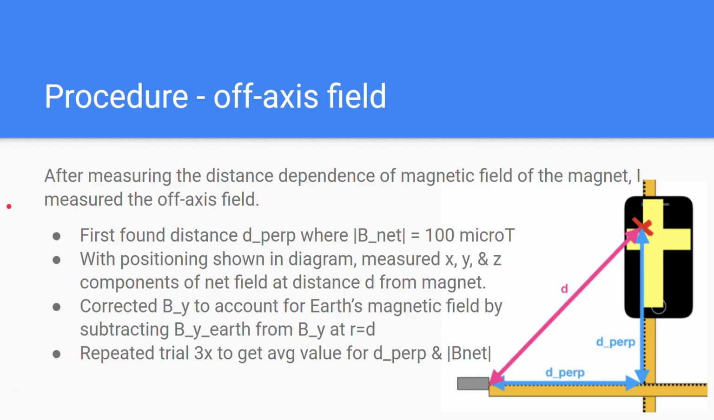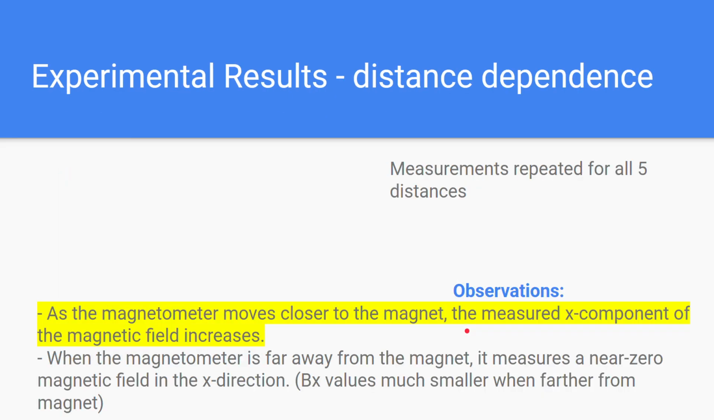The procedure for finding the off-axis field of the magnet followed as, after measuring the distance dependence of the magnetic field, I measured the off-axis field. I first found the distance d perpendicular, where the net magnetic field was about 100 microteslas. Then, with the positioning shown in the diagram, I measured the x, y, and z components of the net field at a distance d from the magnet. Then the y component of magnetic field was corrected to account for the Earth's magnetic field by subtracting B_y of the Earth from B_y at the radius r equals d. Then we repeated the trial 3 times to get an average value for d perpendicular and B net.